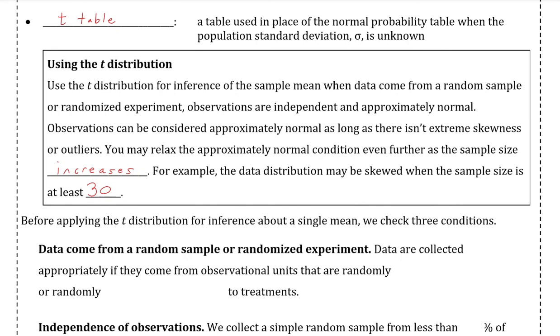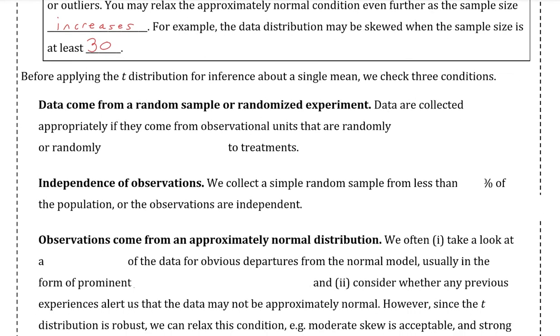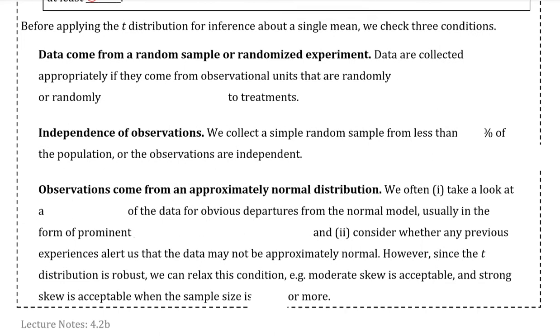Before applying the t-distribution for inference about a single mean, we have three conditions, and these are the same three conditions discussed previously, although more in depth. We have first that data comes from a random sample or randomized experiment. Data are collected appropriately if they come from observational units that are randomly selected or randomly assigned to treatments.